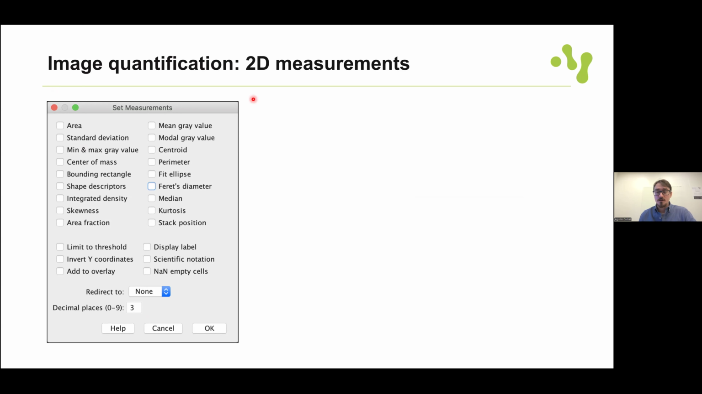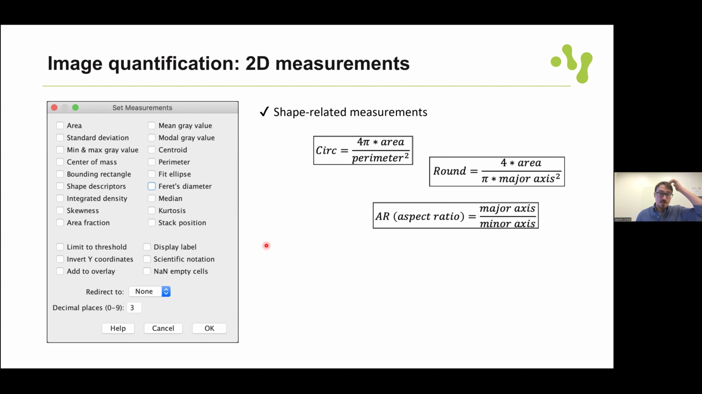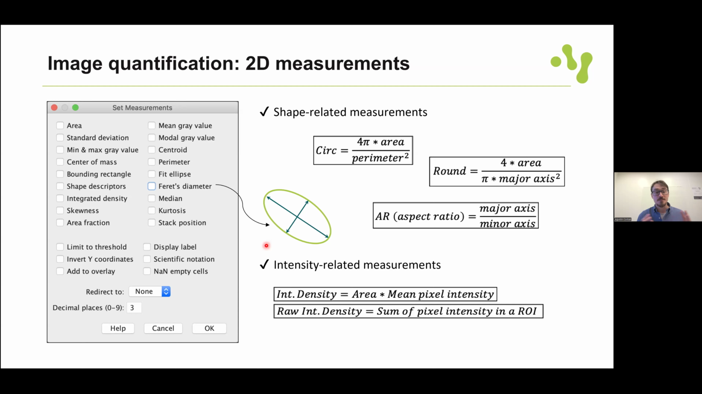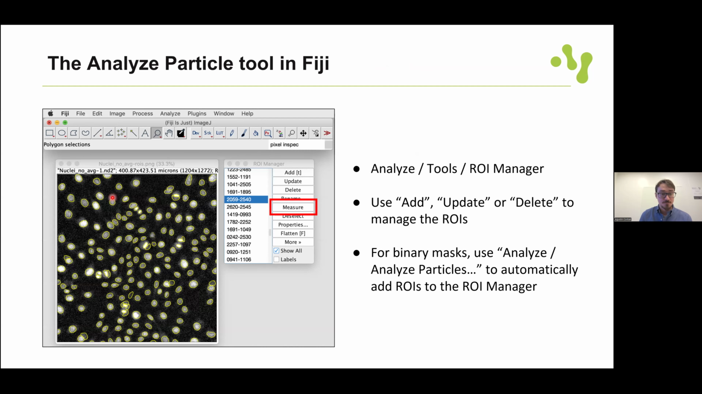If you go to Analyze, Set Measurements, you will see a set of different measurements that you can get. Some are shape related, such as the circularity, the roundness, the aspect ratio. This will tell you about how circular or elliptical your object is. You have some other intensity related measurements like the mean intensity or the intensity density, which will sum all the intensities from the image, from the specific objects.